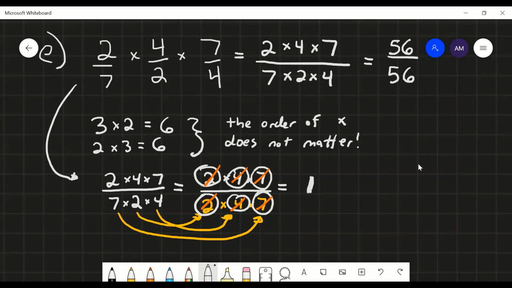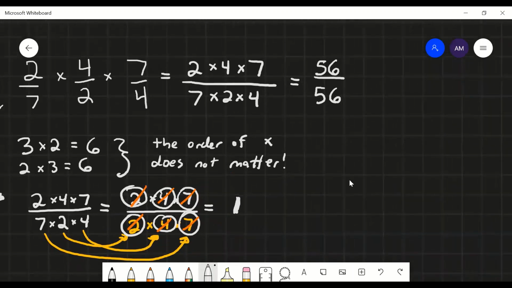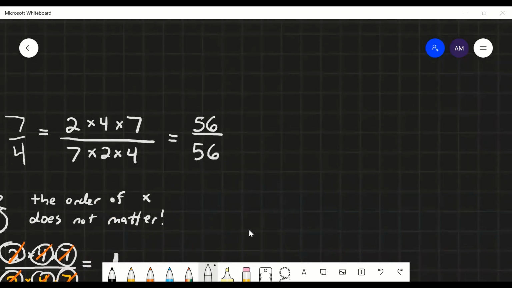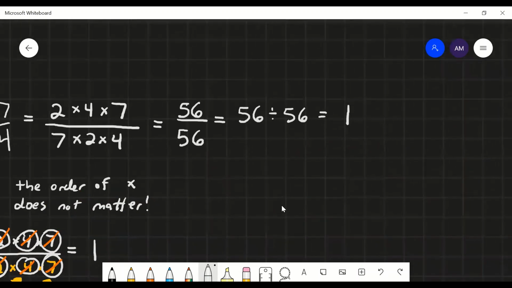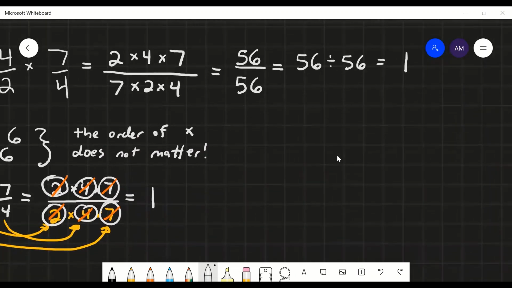And well, why is that? Let's look at the answer we got the first time. We got 56 over 56. We could just say, well, that means 56 divided by 56. And well, what is 56 divided by 56? It is 1. So yes, everything canceled, but there's a 1 that's left over. And we saw that that just happened when we tried it a different way. So as long as we're consistent, we should get the same answer each time.